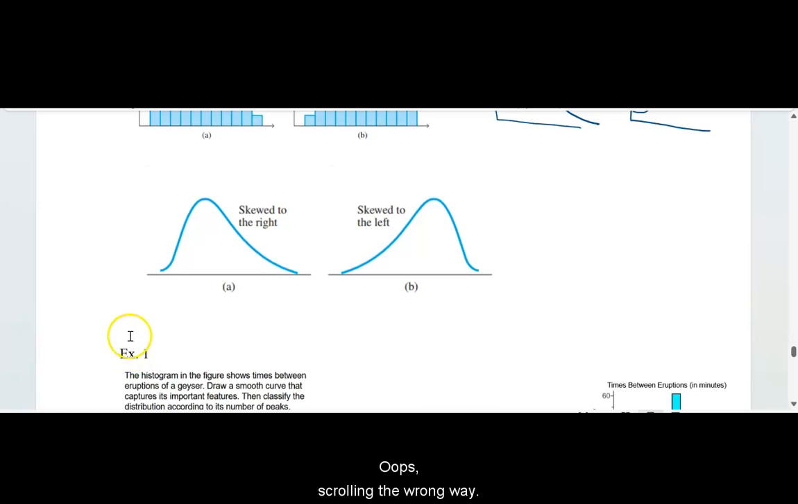Oops, scrolling the wrong way. Oh, look, I forgot I had the pictures already here. See, those are much neater than what I just drew for you.